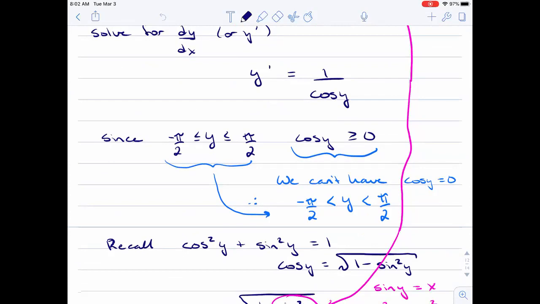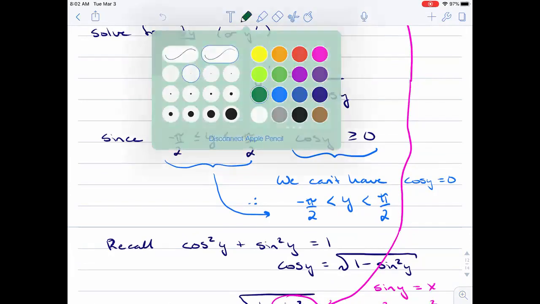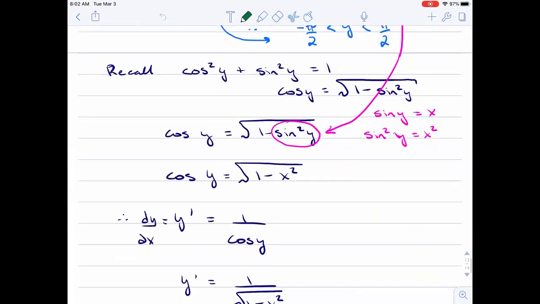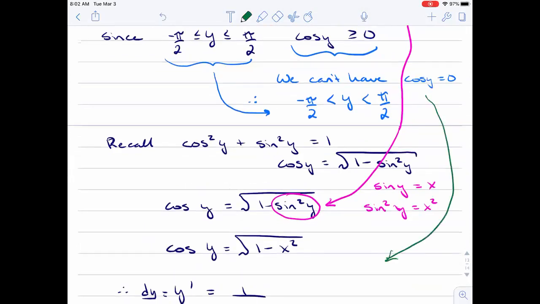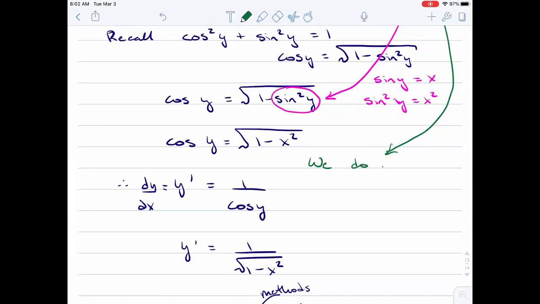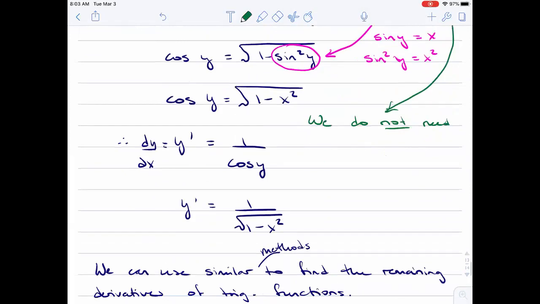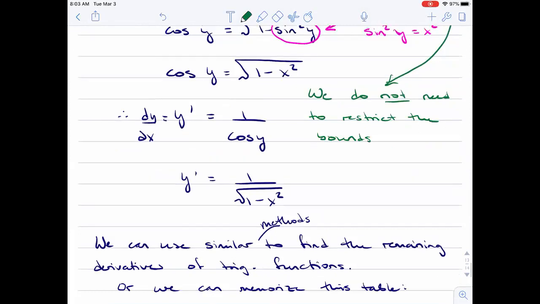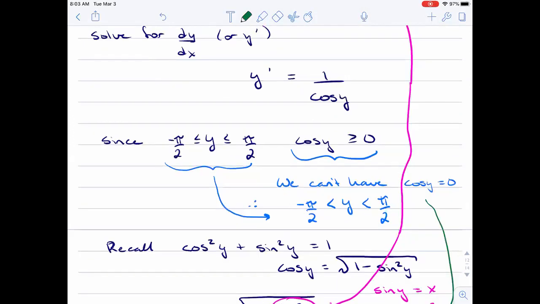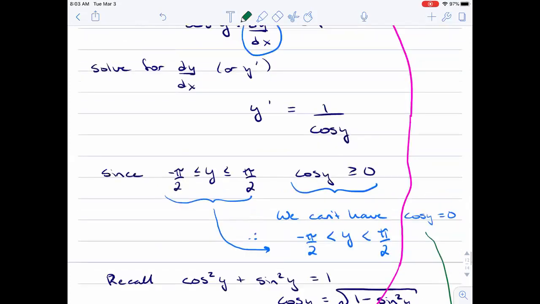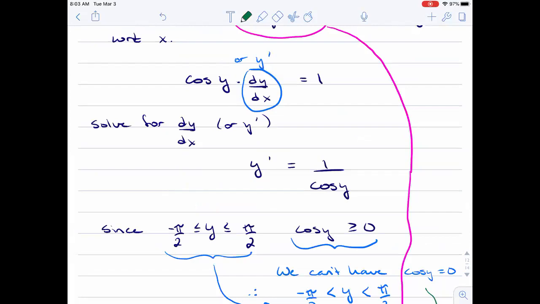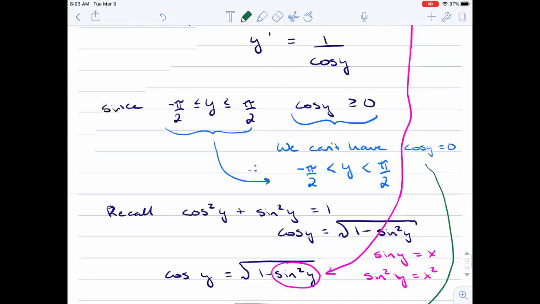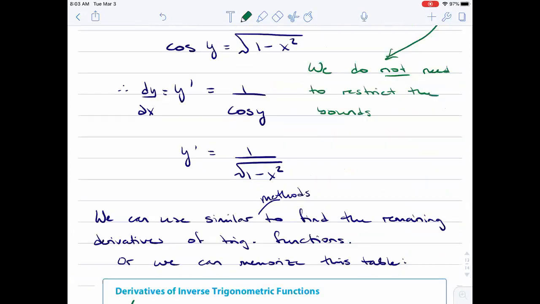We don't actually need to restrict the bounds. So here I'll add another note as a follow-up. There's going to be arrows everywhere. We do not need to restrict the bounds. And the reason is that inverse sine is just not differentiable at x equals negative 1 and 1, which translates to negative pi over 2 and pi over 2. Let's see if I can do a graph here.